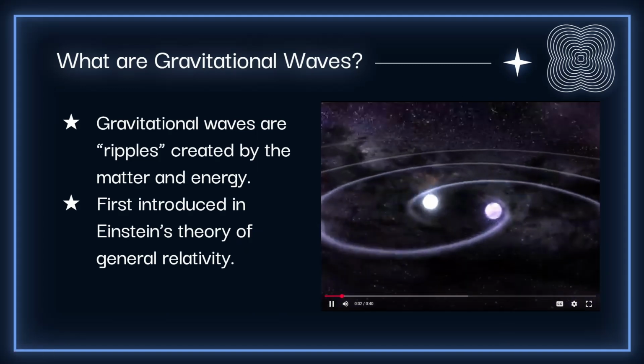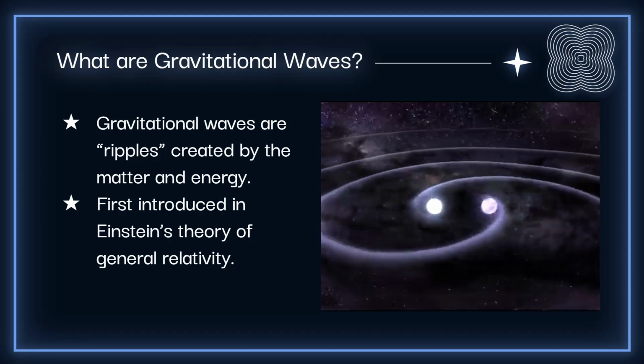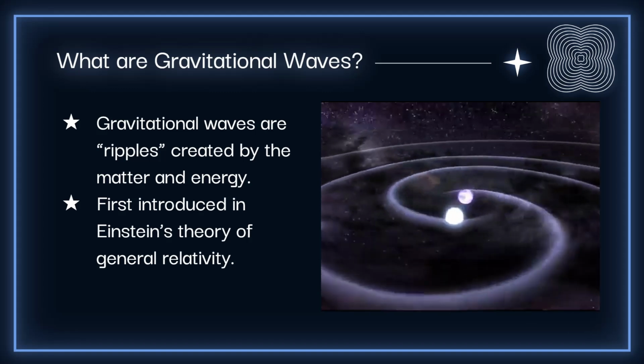Gravitational waves are the wave-like distortion or the ripples in the structure of space-time caused by mass and energy that propagate through space at the speed of light. The idea was first introduced in Einstein's theory of general relativity as the consequence of accelerating massive objects.